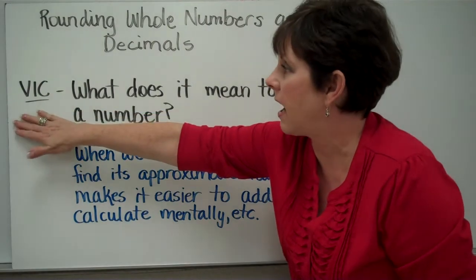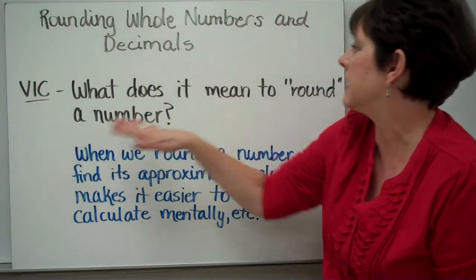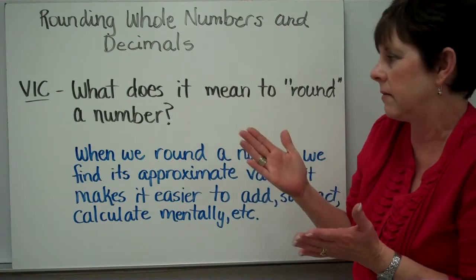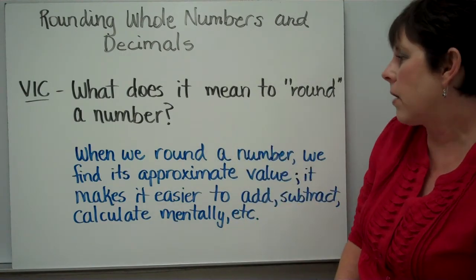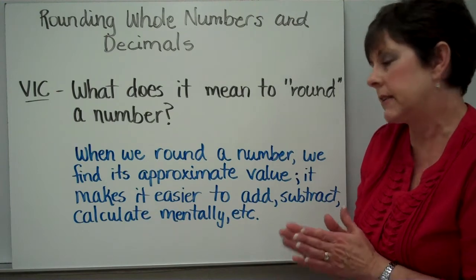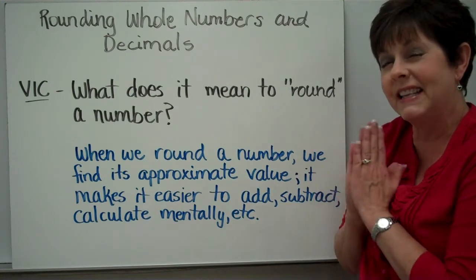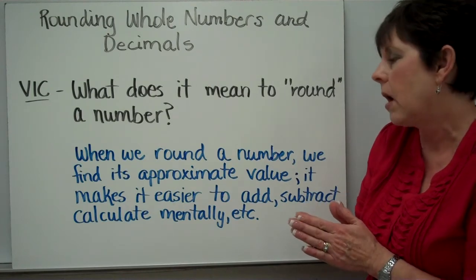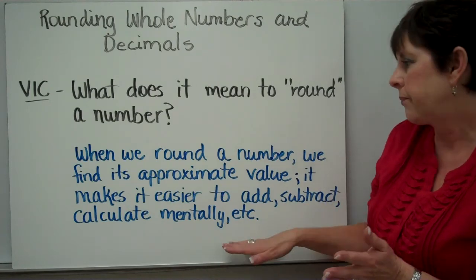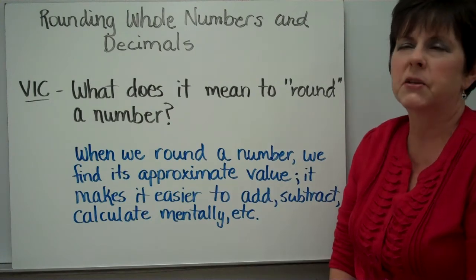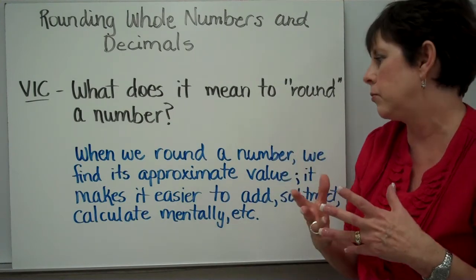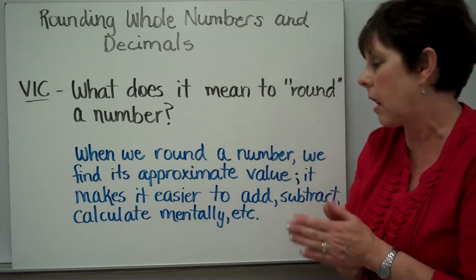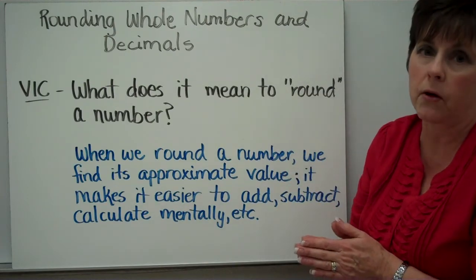Well, our VIC for tonight, or very important concept, is what does it mean to round a number? When we round a number, what we're doing is finding its approximate value. We're not finding the exact value. Why would we want to do this? Well, it makes it easier to add, subtract, divide, multiply. Anything that you do, especially that you're calculating mentally, it makes it a lot easier to do when you round.